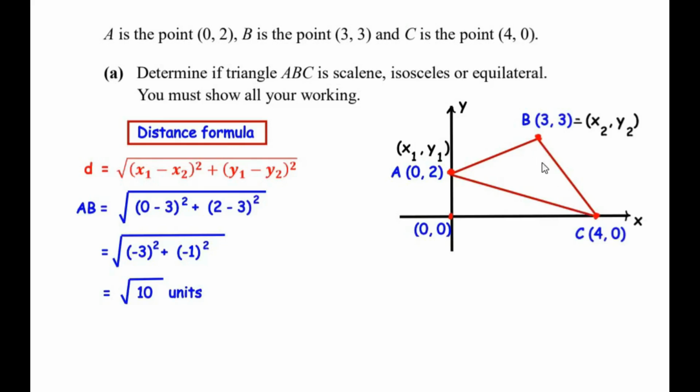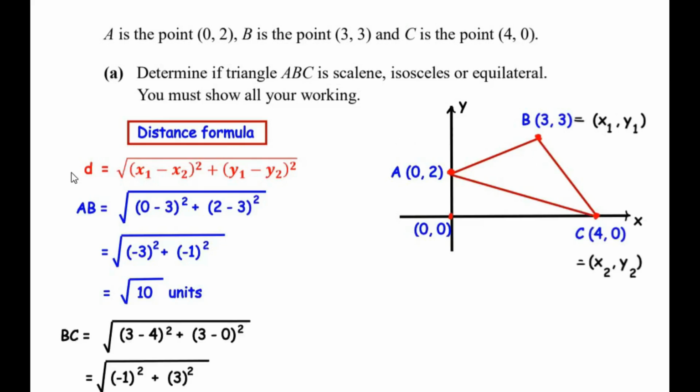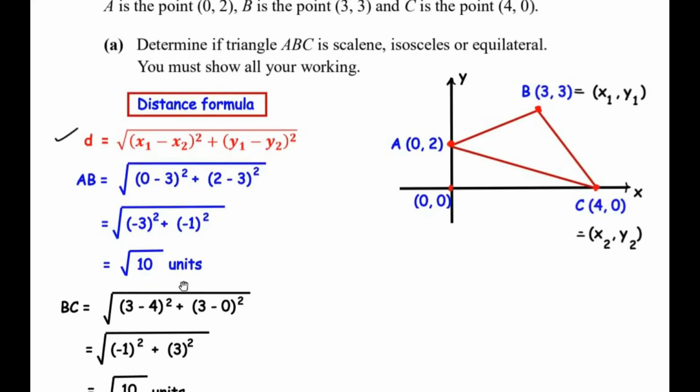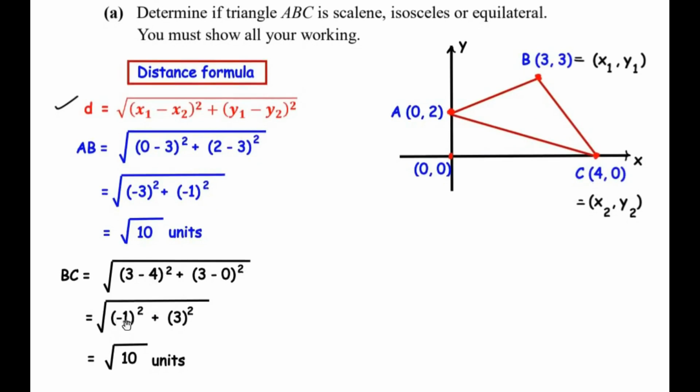Next, let us find out the length of BC. Now when calculating the length of BC, again we are going to make use of the distance formula. Here my x1, y1 coordinates are taken for B and x2 and y2 coordinates are taken for C. So here we have x1 minus x2, that is 3 minus 4 the whole square plus y1 minus y2, that is 3 minus 0 the whole square. Now we can simplify this further. That is 3 minus 4 gives us negative 1 the whole square plus 3 minus 0 is 3 the whole square. Now minus 1 square is 1 plus 3 square is 9. So 1 plus 9 we again get it as square root of 10 units.